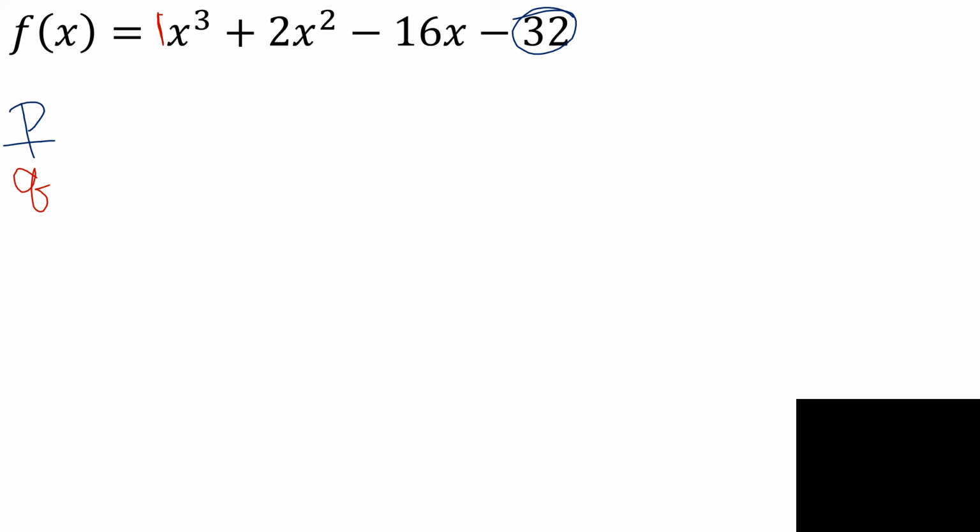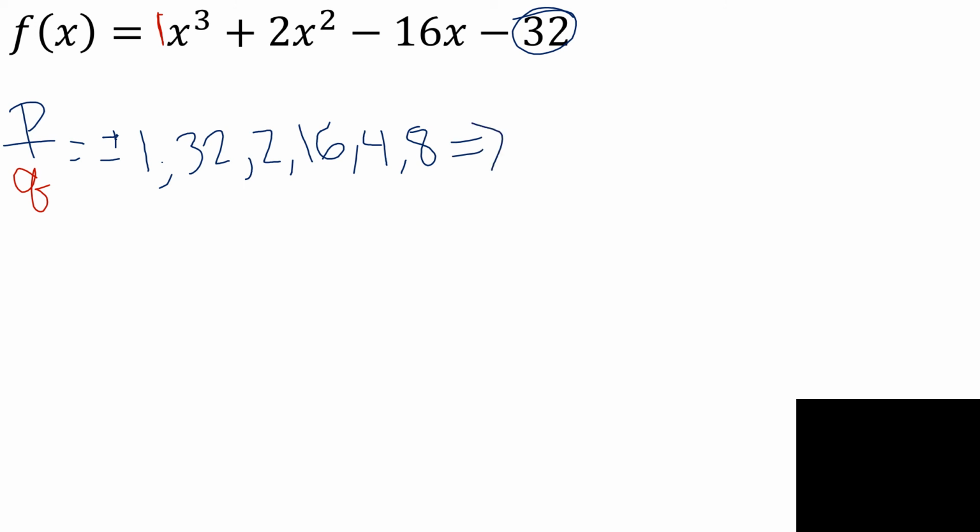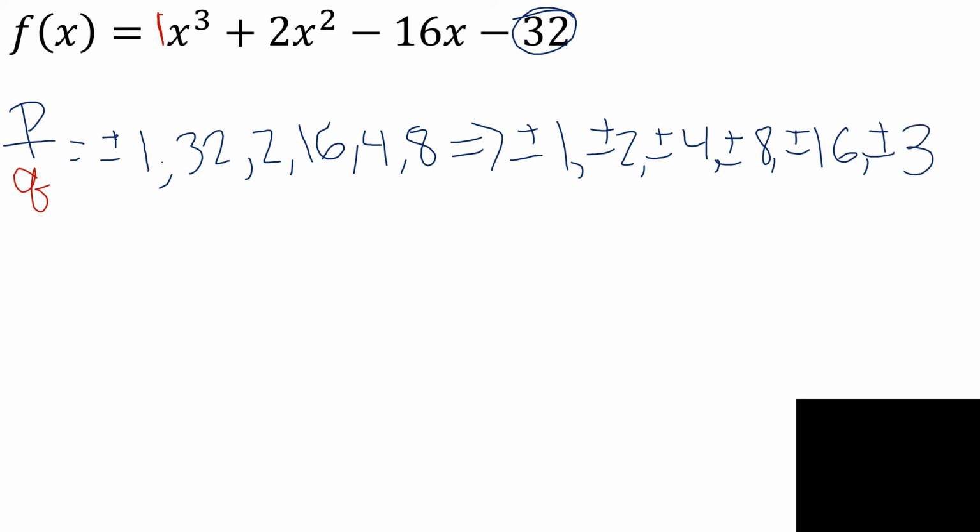We are just going to have plus or minus all the factors of 32, which are 1 and 32, 2 and 16, 4 and 8, which we could rewrite as plus or minus 1, plus or minus 2, 4, 8, 16, and 32.